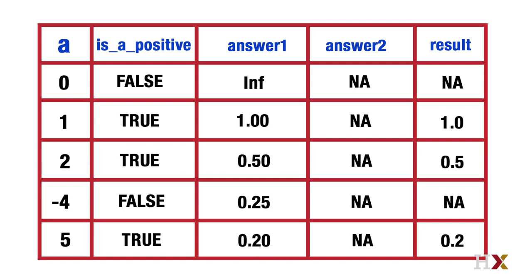Second one, 1, is it positive? Is it bigger than 0? Yes. So I'll return the first answer. 1 divided by 1 is 1. That's what I return. Second one, is 2 bigger than 0? Yes. I'll return the first answer, 0.5. Negative 4, not bigger than 0. I will return NA, the second answer. And finally, 5, which is bigger than 0, gets a true, and we return 1 over 5.